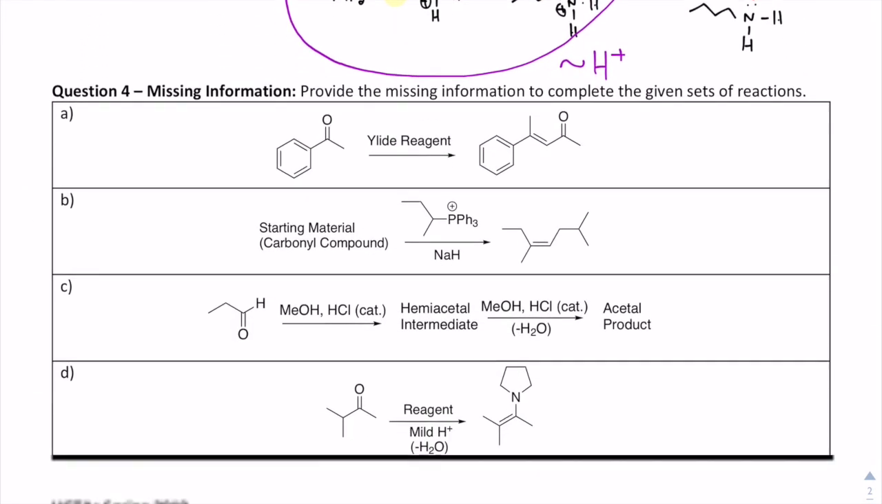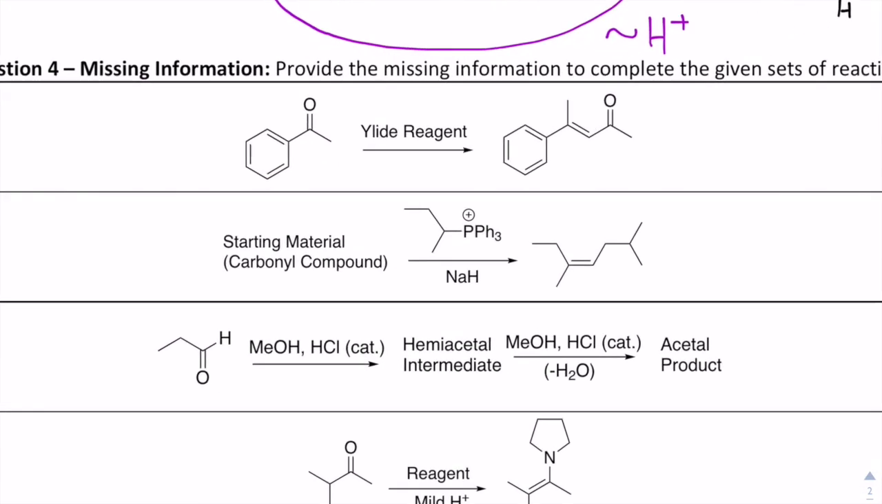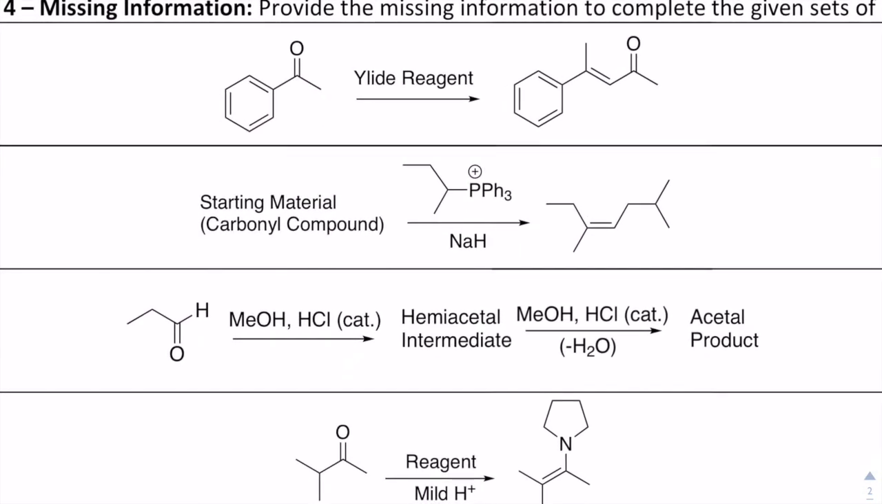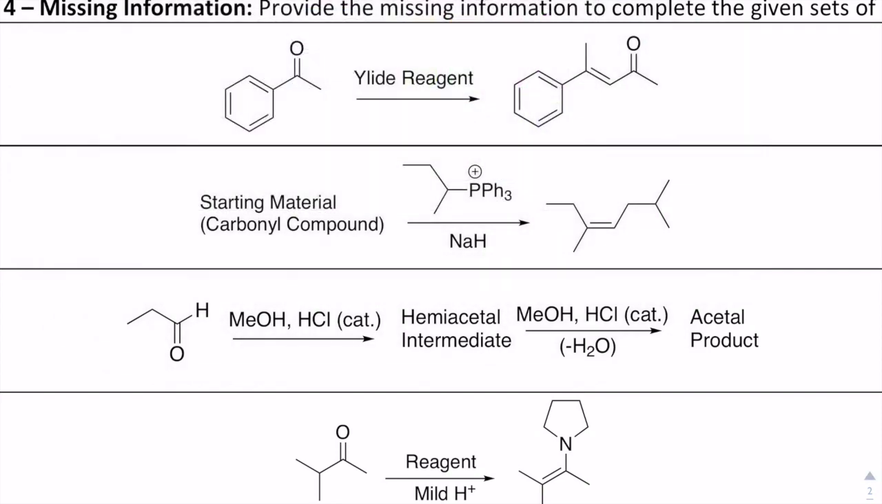So question 4 is filling in the missing information. This is something that students struggle on the most because it is more critical thinking, not just predicting the products, but predicting the reagents or predicting the starting materials, which can obviously, rightfully so, be more challenging. So I'll just work through these piece by piece.